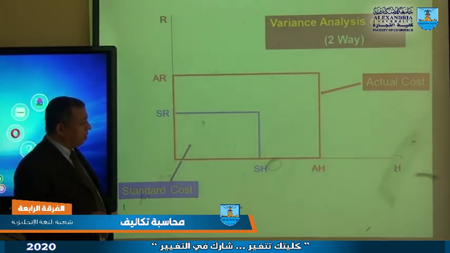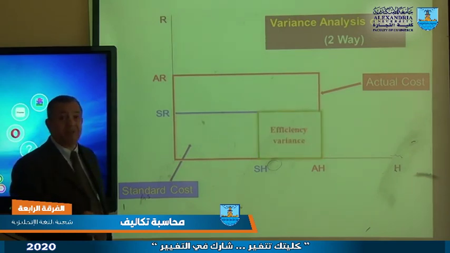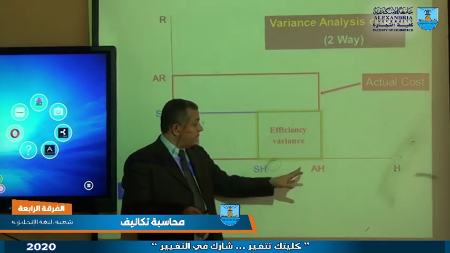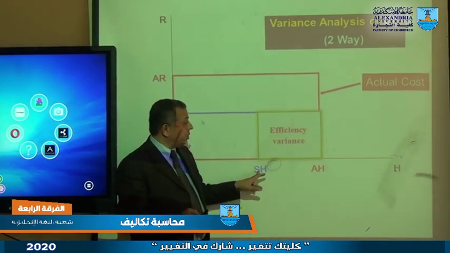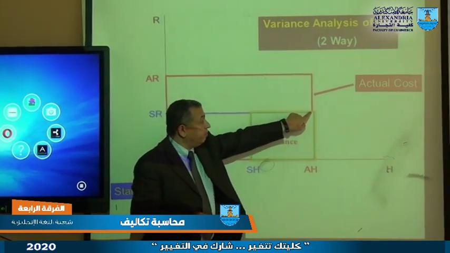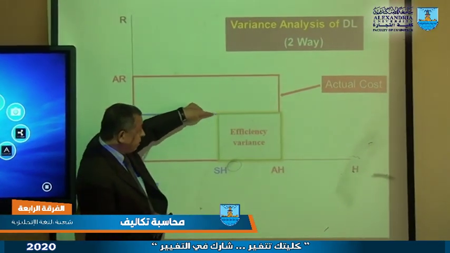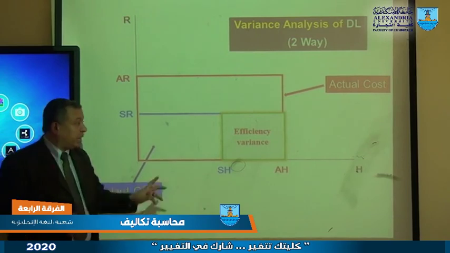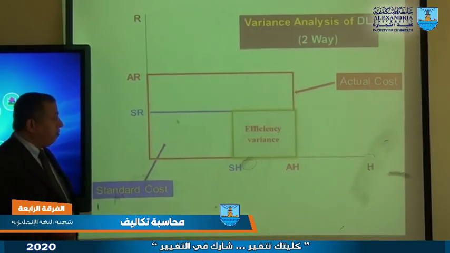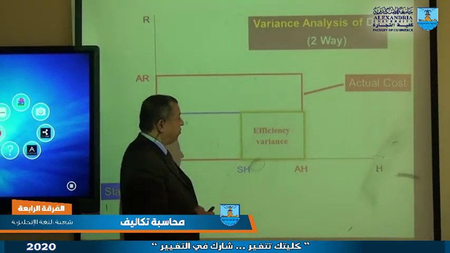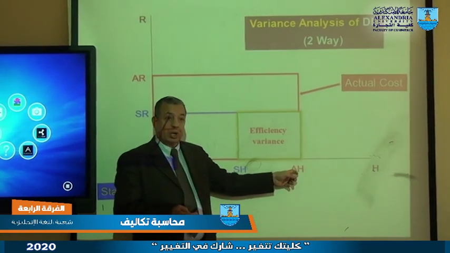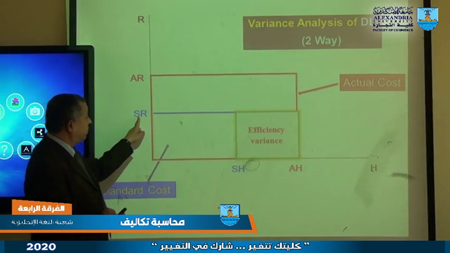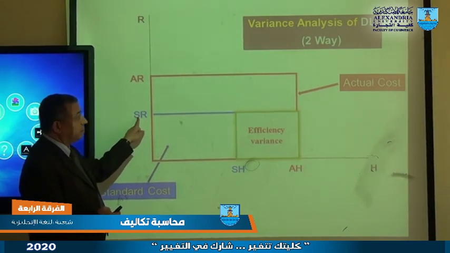How to calculate efficiency? The difference between what? Actual hours and standard hours. I need only this part. If you calculate this part, I will use what? Standard rate. Again, how to calculate efficiency variance? Efficiency variance will equal actual hours minus standard hours times what? Standard rate.